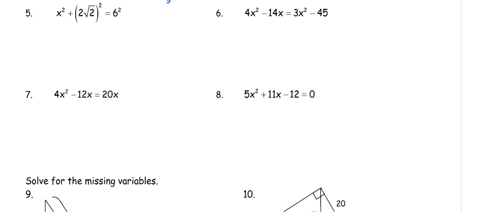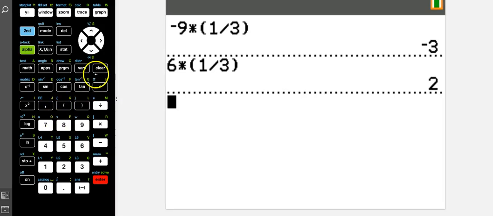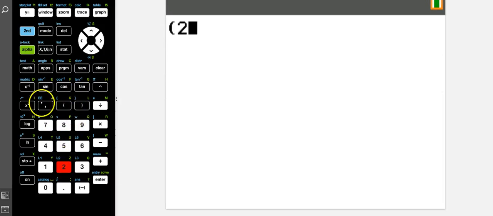In number 5 through 8, we need to solve for x. So number 5, it's a setup similar to Pythagorean theorem. So we need to solve for x. So I'm going to square both of these numbers. Remember when you are squaring 2 root 2, we need to put that in parentheses so that the calculator knows that we want both of those numbers squared.